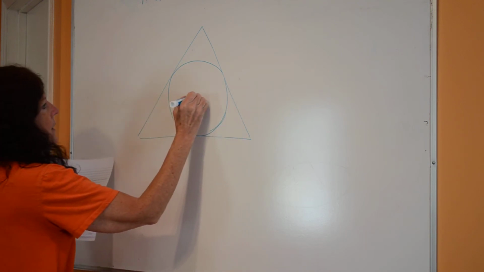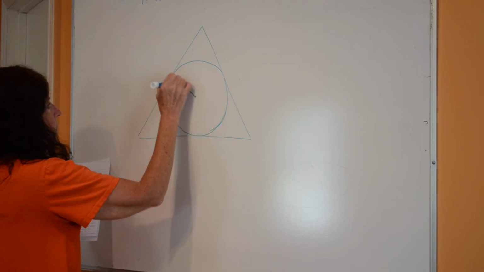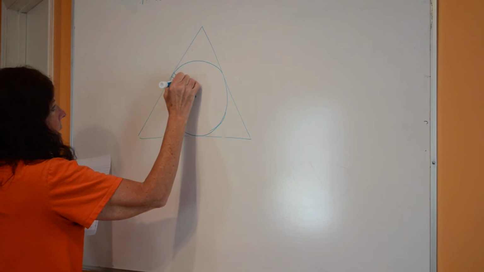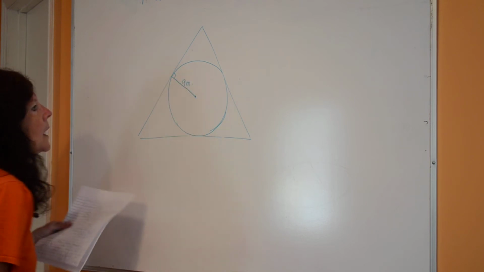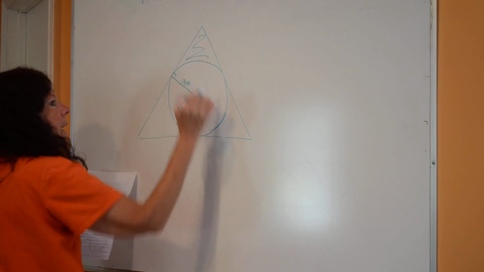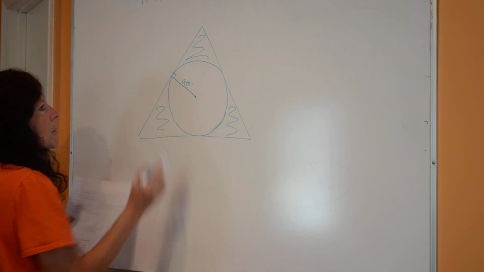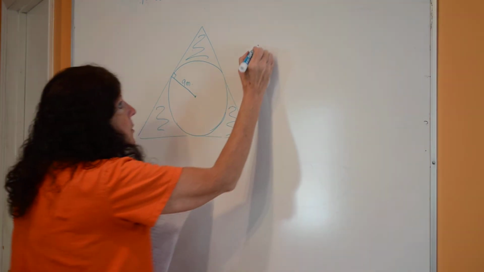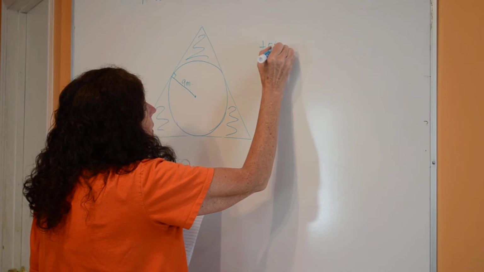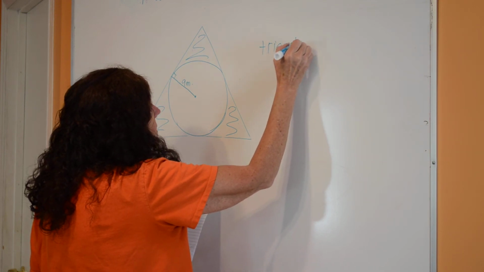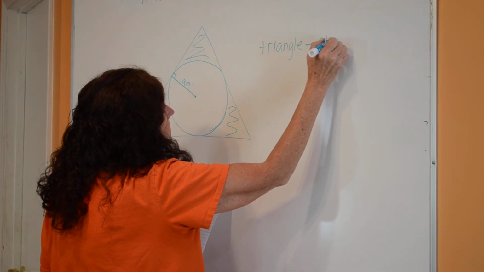And I know that the distance from here, perpendicular to the side, is 9 meters. Well, and all this part right here is shaded. So my plan would be to take the area of the triangle and subtract the area of the circle.